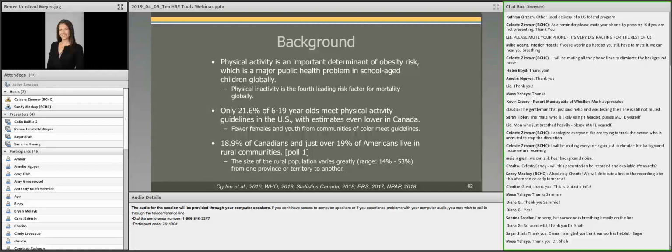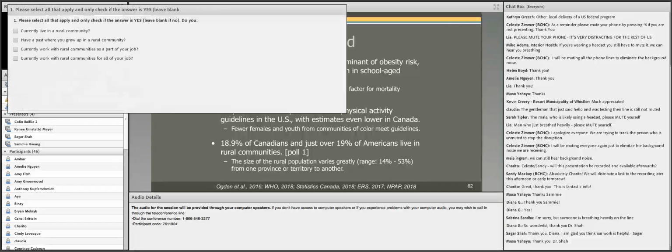And just to throw up a quick poll, just to get a sense of us, thinking, just checking off which one of these or multiples of these kind of describe you in terms of a rural community. And I just realized that I didn't give you an option if you have no connection to rural communities. So I apologize for that.